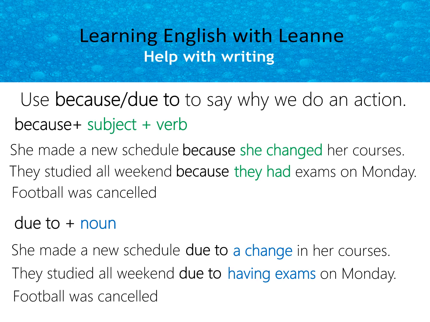Another example, football was cancelled because, why was it cancelled? It rained all day. Our subject, it, and the verb, rained. When we use due to, the football was cancelled due to the rain. A noun group.